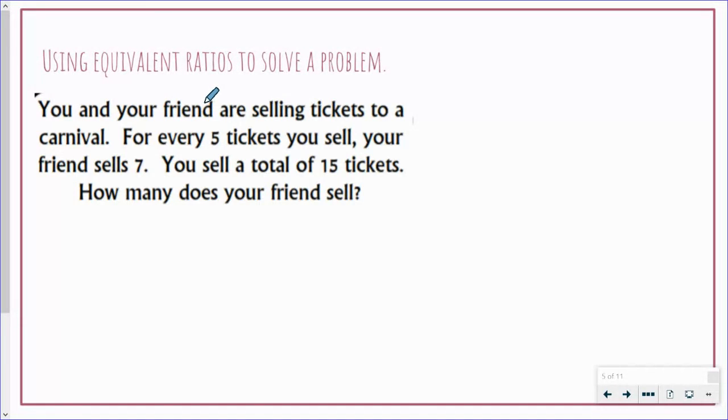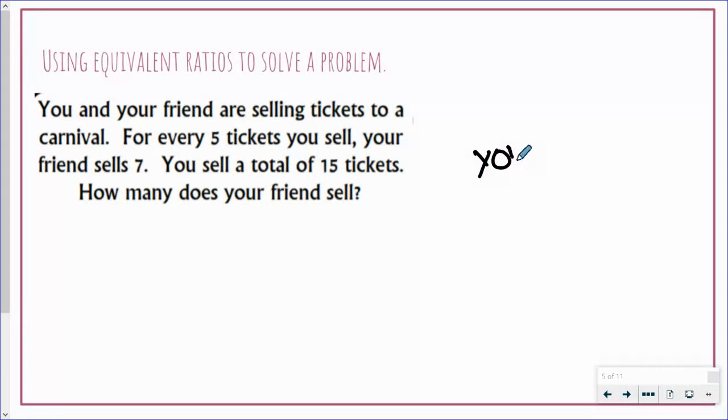All right, now let's look at using equivalent ratios to solve problems. So here's where we're going to take a piece of information, get it down, and then continue. You and your friend are selling tickets to a carnival. For every 5 tickets you sell, your friend sells 7. So I'm going to pause and I'm going to get that down.